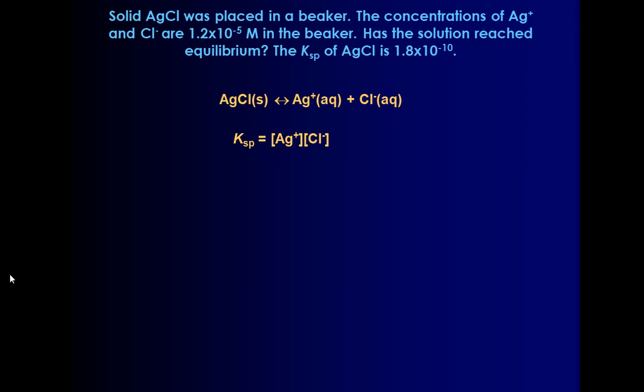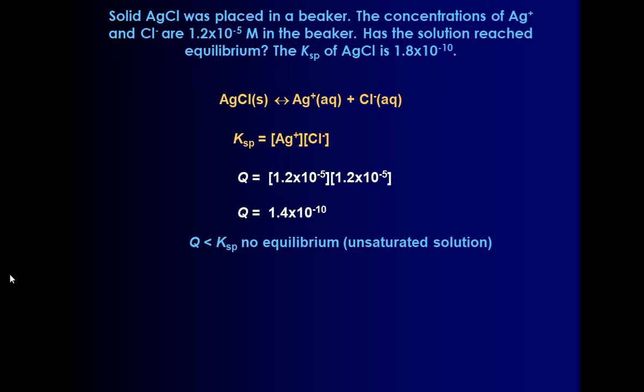We know what their respective concentrations are, 1.2 times 10 to the negative fifth. So those both get substituted in for silver and chlorine. And when we calculate this, we get that Q is 1.4 times 10 to the negative 10th. That is smaller than our KSP value, so we have not reached equilibrium. We have an unsaturated solution. We would need additional ions before precipitation would take place, or for us to even reach saturation.